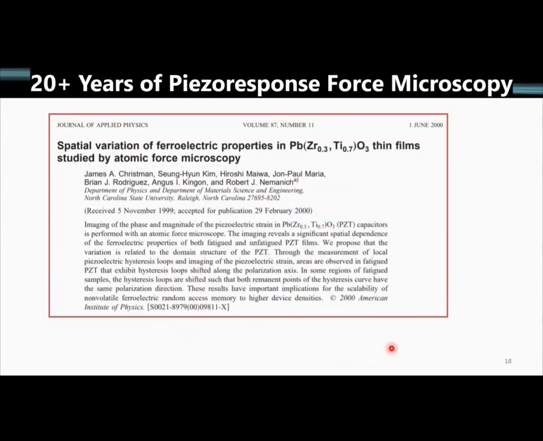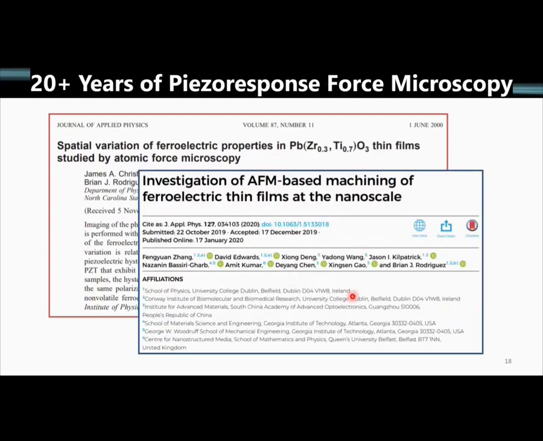And my journey is a bit shorter, but I do have a paper that goes back 20 plus years. So my story is a little bit like 20 plus years of piezoresponse force microscopy. We had a paper that I'll talk about later that came out last year.